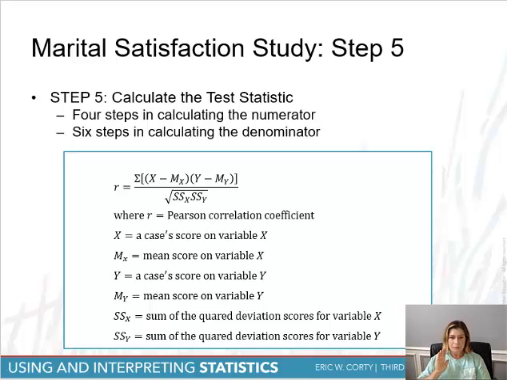So those are the first 4 steps. We're working on the 5th step. In the next video, we'll finish this up.